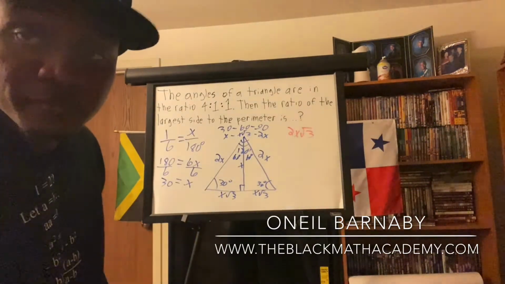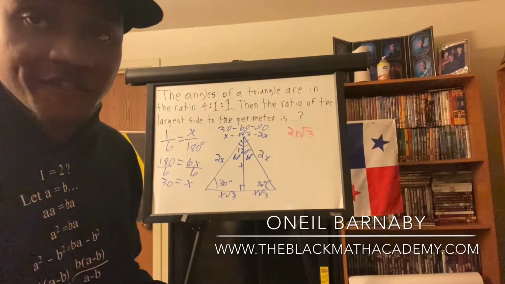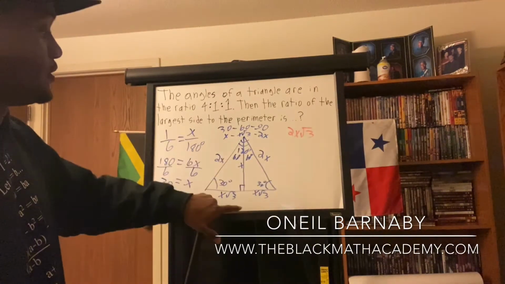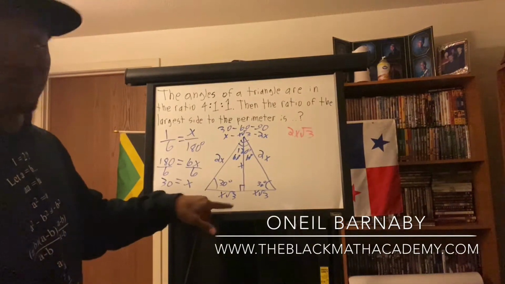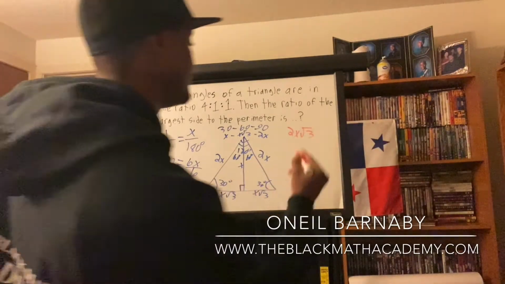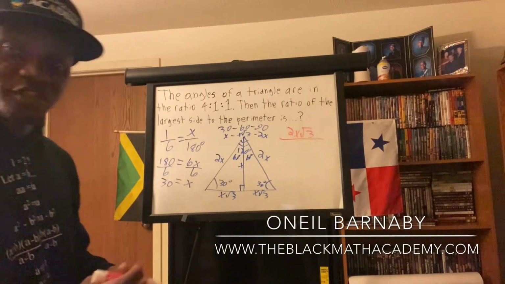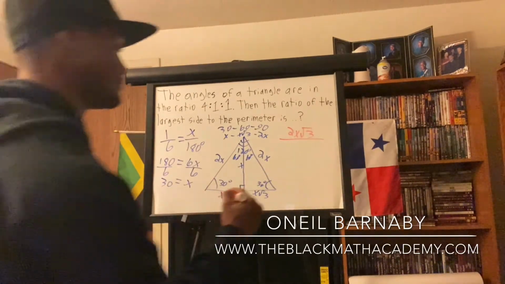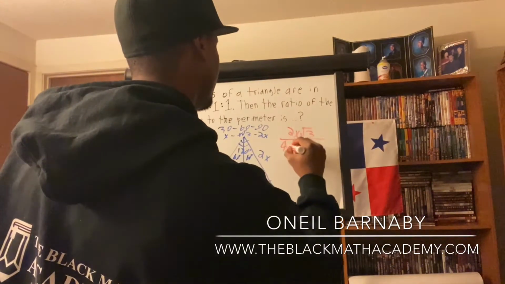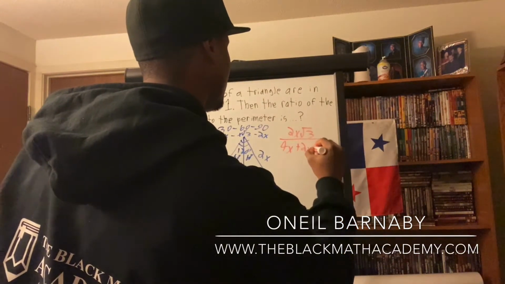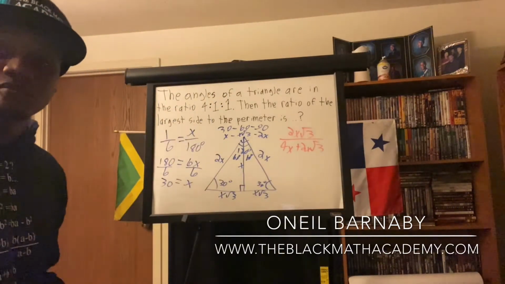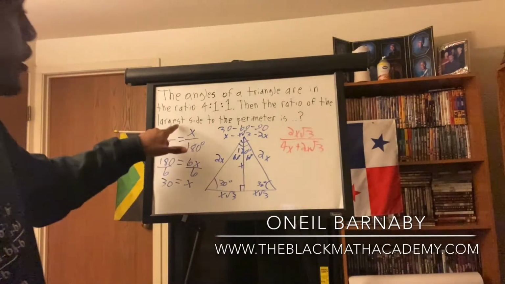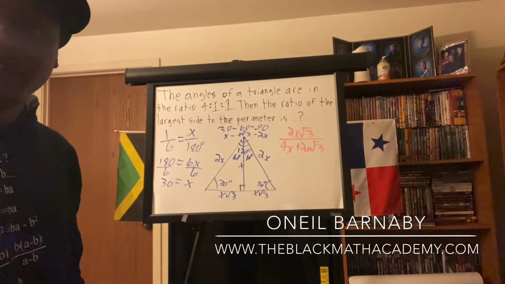Now we want the perimeter. Well, perimeter is easy. Perimeter just adds up all the sides of a triangle. So we've got 2x plus 2x plus 2x root 3. We're going to put that in the denominator of our fraction. So 2x plus 2x plus 2x root 3 is 4x plus 2x root 3. That becomes the representation of the ratio of the largest side to the perimeter of that fraction.